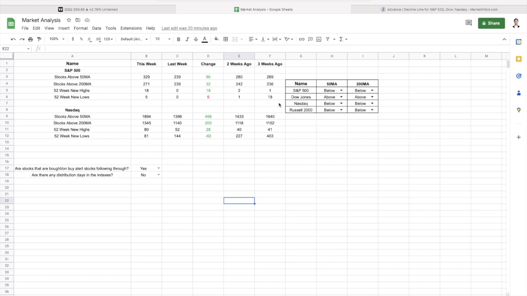So to summarize, the S&P 500 is below both the 50-day moving average and the 200-day moving average. The Dow Jones is above the 50-day moving average and also above the 200-day moving average. The Nasdaq is below both the 50 and 200-day moving average. And for the Russell 2000, which tracks smaller to mid-cap stocks, the index is trading below both its 50-day moving average and 200-day moving average. So that's a roundup of my weekly US stock market analysis.